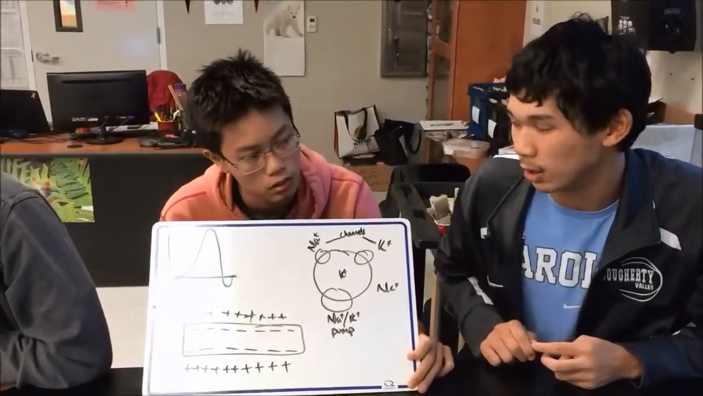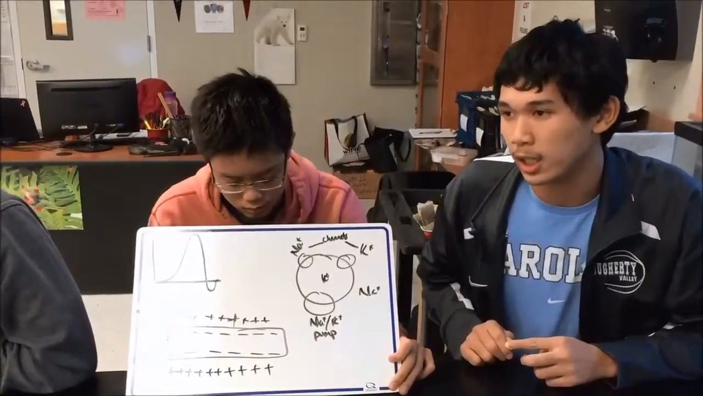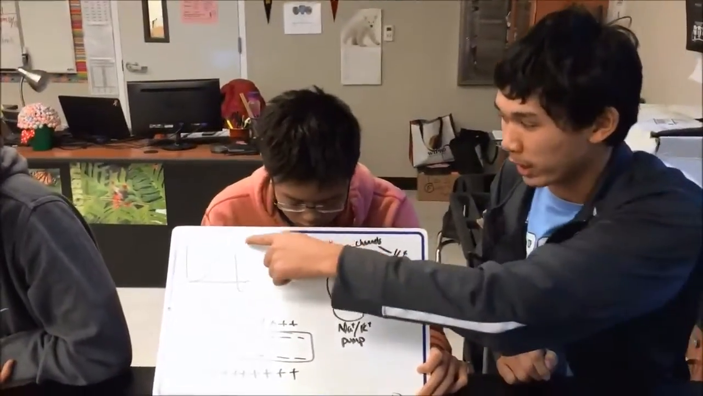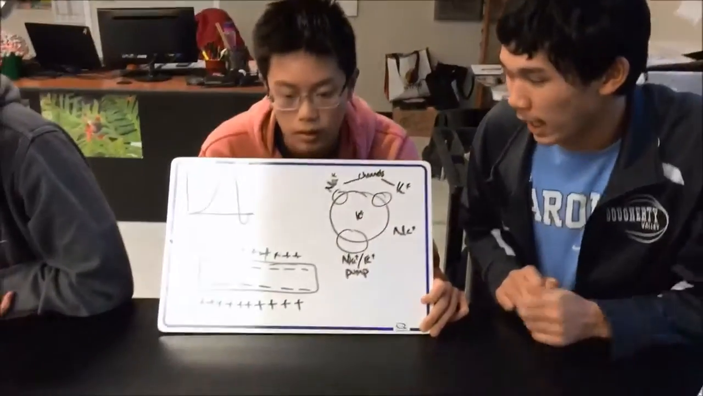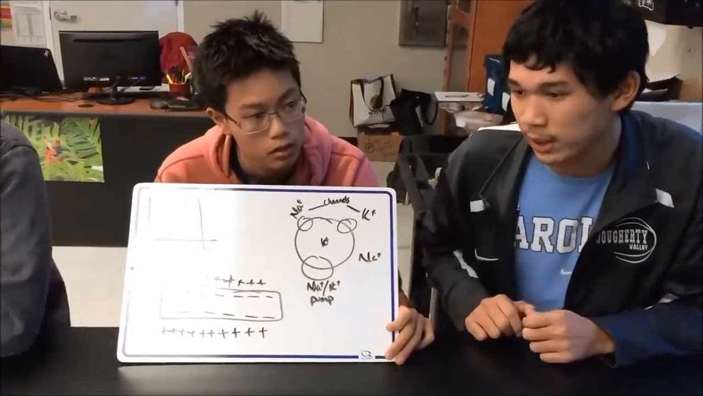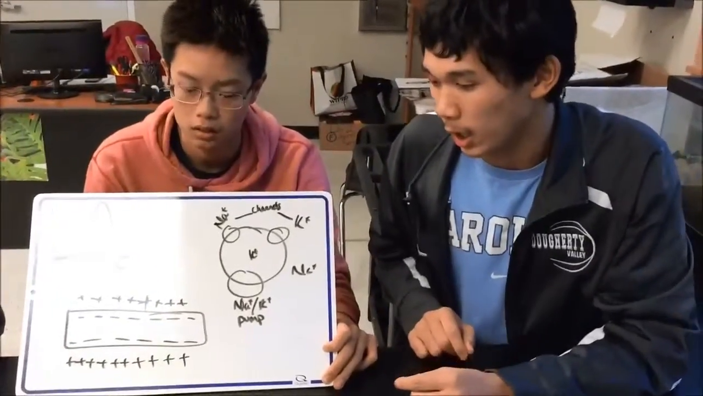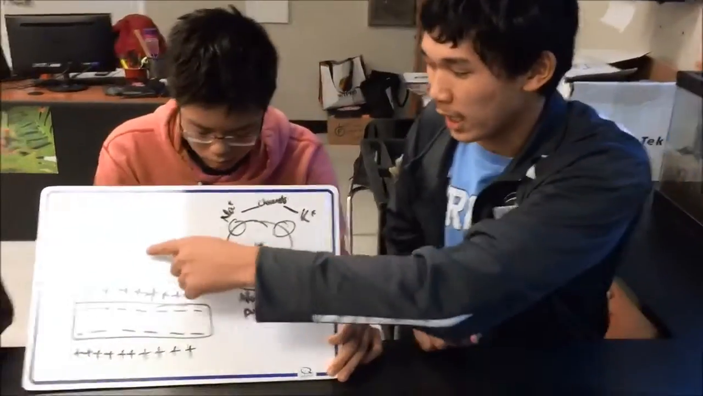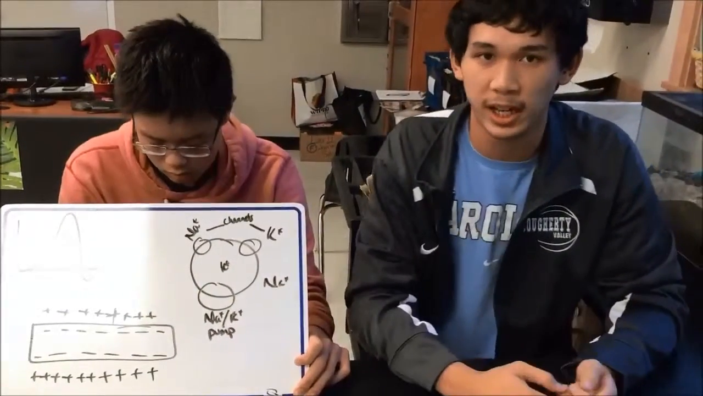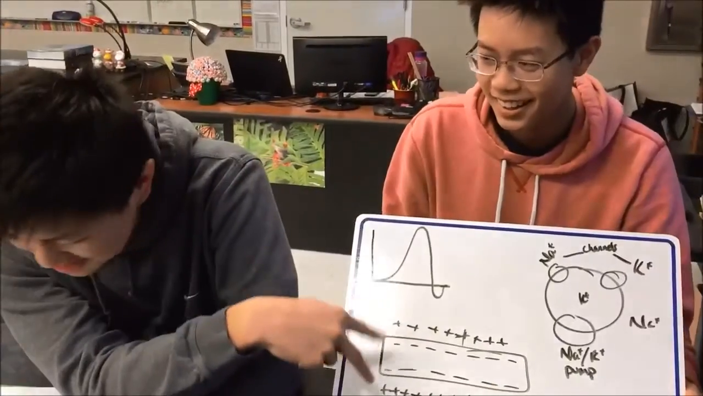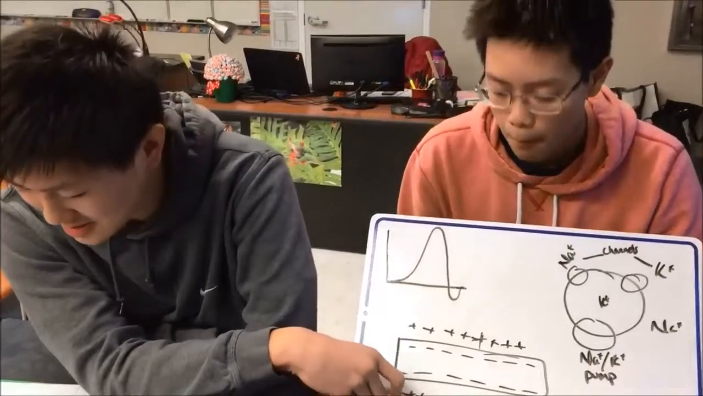Then the sodium channels close and the potassium channels open, which bring the potential back down and eventually below negative 70 millivolts. And once the potassium channels close again, it reaches resting potential once again at negative 70. This is at resting potential, so it's polarized right now.